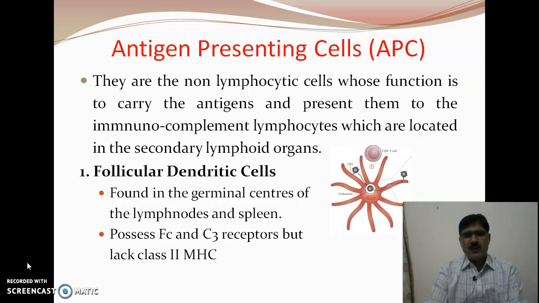First of all, we will discuss the follicular dendritic cells. The follicular dendritic cells are found in the germinal centers of the lymph nodes and the spleen, and they possess the Fc and C3 receptors, but they lack the class II major histocompatibility complex, or class II MHC.